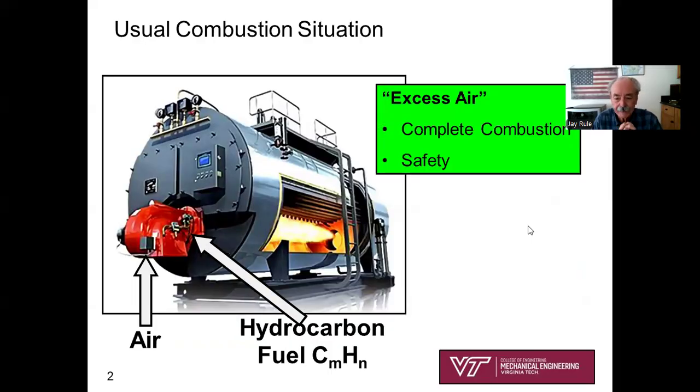As we talked about last time, there's two primary reasons for using excess air when we're burning any hydrocarbon fuel, C sub M, H sub N. One is to do everything we can possibly do to complete the combustion process, and for safety reasons, not leaving any combustible fuel in the exhaust, where combustion or a fire might happen where we don't want it to happen.